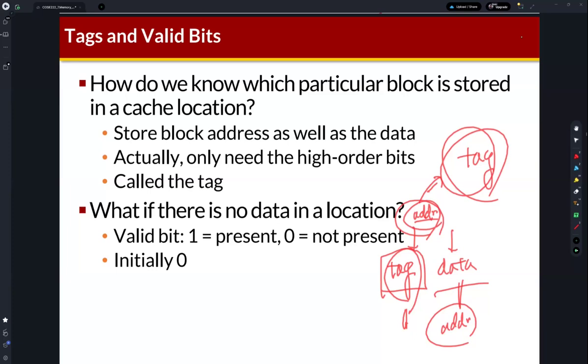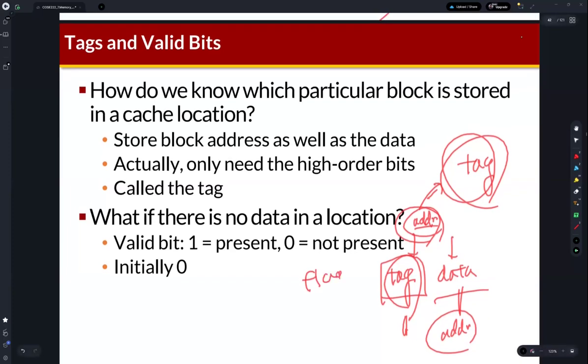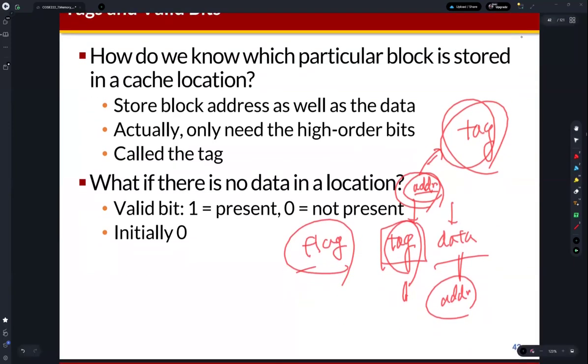Also, the cache has control bits, called flags. The flag represents the status of the data. In this example, there is the valid bit. If the valid bit is 1, it means that this cache index includes valid data. But if the valid bit is 0, then this cache entry does not include valid data. So the cache also includes the cache flag, the control bit.